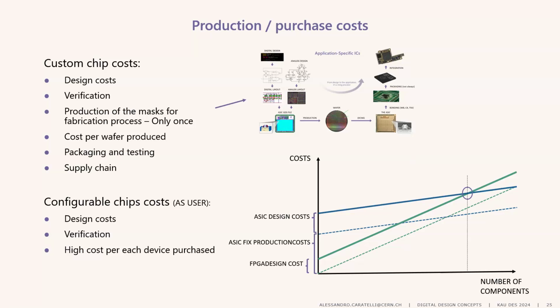When instead of using custom chips you use configurable chips like FPGAs, you have the design cost, of course, that's a fixed cost, and the verification, but you don't have a fixed production cost. You have a variable cost for each device that you buy for the application. So it's obvious that there is a point where these two things meet, and if the number of chips you are producing is above a certain number, it's cheaper to do ASICs. If it's below a certain number, it's more convenient to use configurable chips like FPGAs for doing digital signal processing.